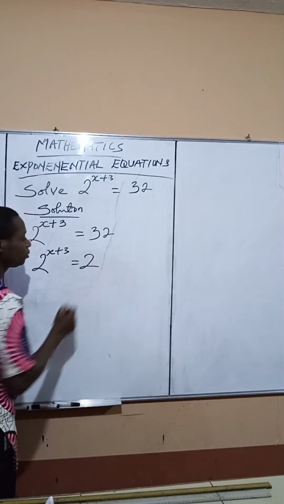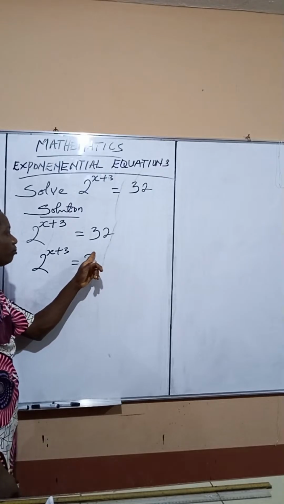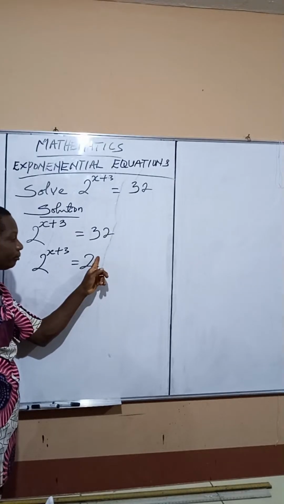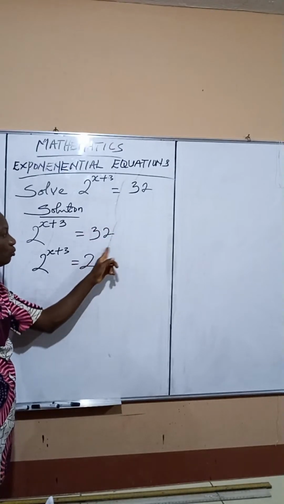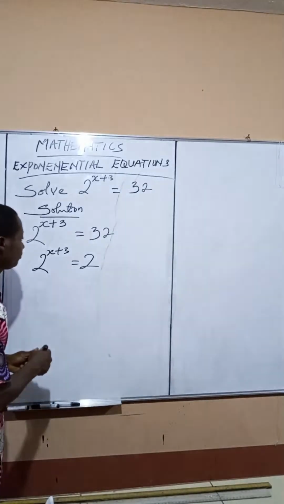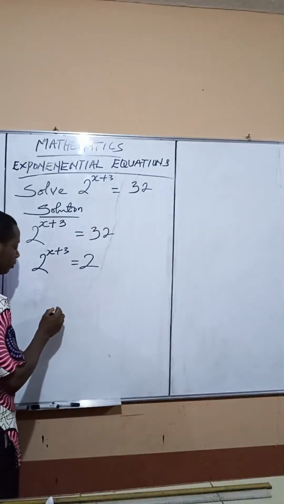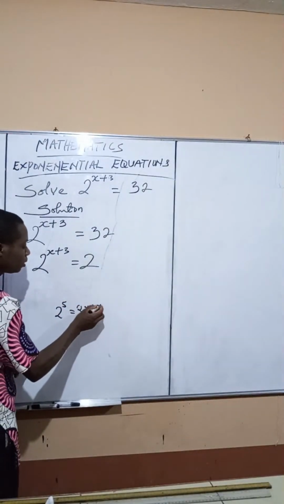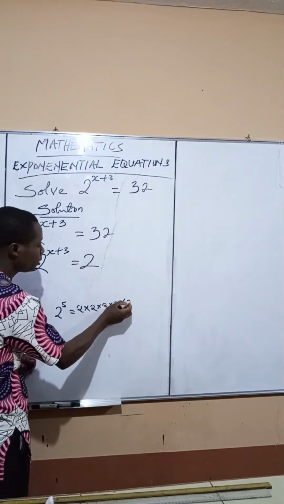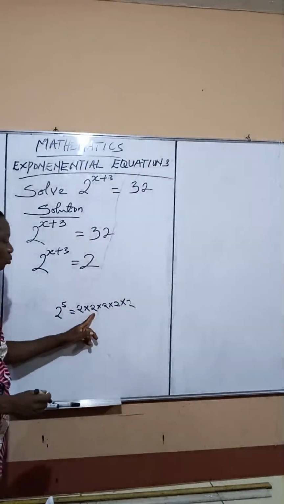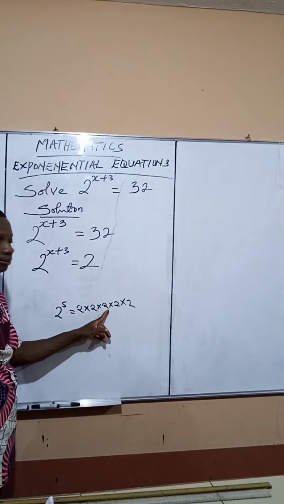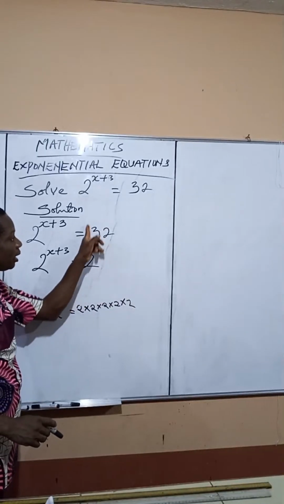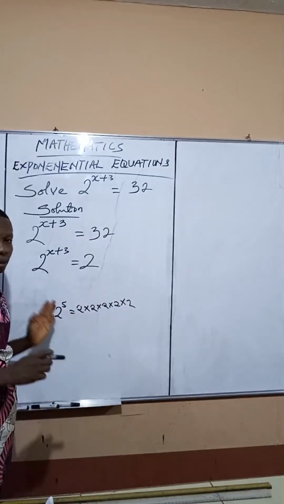So how do I make it to be 2? By raising it to the power of, I'm going to look for a number that will be the exponent right here, to give us 32. And that number is 5, because 2 raised to the power 5 is equal to 2 times 2 times 2 times 2 times 2. 2 times 2 is 4. 4 times 2 is 8. 8 times 2 is 16. And 16 times 2 is 32. That is the implication of it.